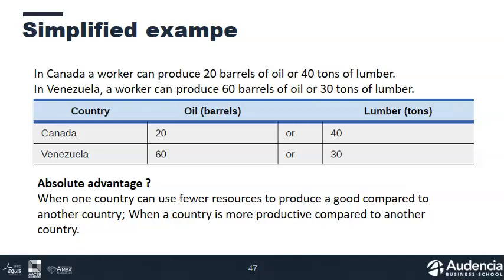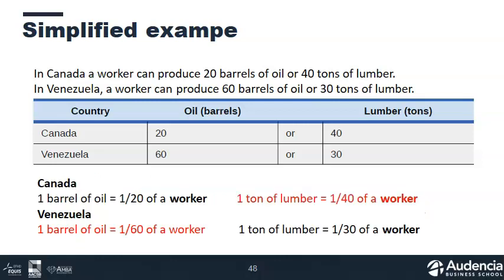So the first question is, who has the lowest cost to produce what? And this is what's considered an absolute advantage. A country that uses fewer resources to produce a good compared to the other has an absolute advantage. So who has an absolute advantage in this situation? Well, in Canada, to produce 1 barrel of oil, I need 1/20th of a worker. If a worker can make 20 barrels of oil, then I only need 1/20th of a worker to make 1 barrel of oil.